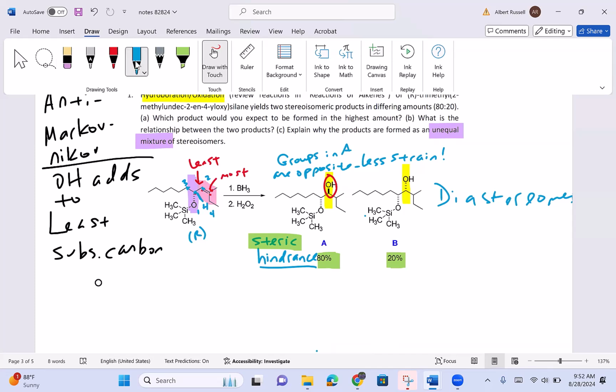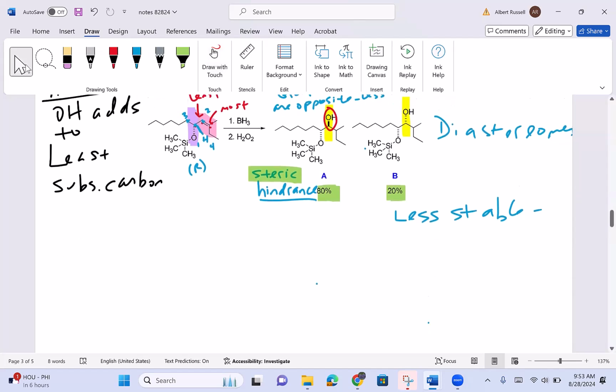It's less stable, so it's harder to form that product. Yes. B is less stable. It's harder to form that product because the amount of energy it takes to get to it is higher, right? So basically what this is in reality is a mixture of kinetics and thermodynamics. Kinetics just deals with the rate of reaction, and thermodynamics deals with the stability of your product.